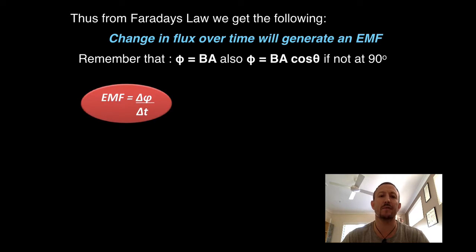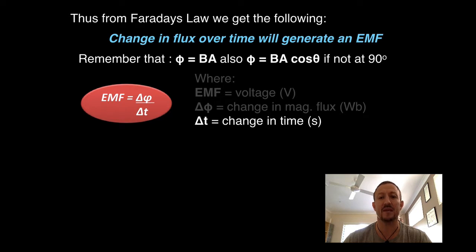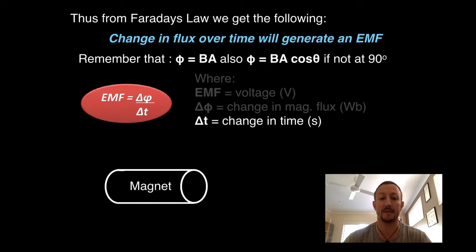So we came up with the formula EMF equals the change, or delta psi, of flux divided by the change in time, or delta t, where EMF is our voltage in volts, delta psi is our change in magnetic flux in Webers, and delta t is going to be our change in time in seconds.